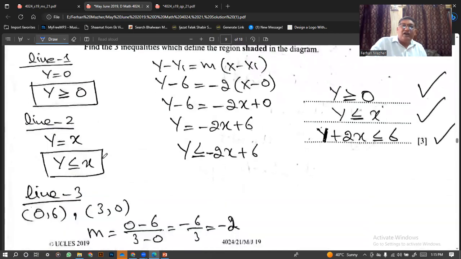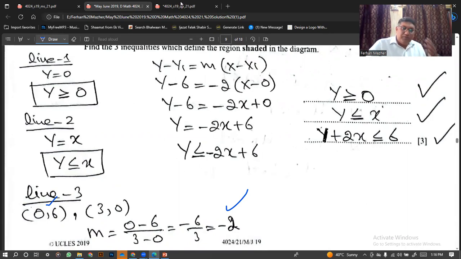Then I will find the equation of this line. The formula is y minus y1 equals m bracket x minus x1. I'm going to use this point and this gradient. So y minus 6 equals minus 2 bracket x minus 0. So y minus 6 will be equal to minus 2x. y will be equal to minus 2x plus 6.